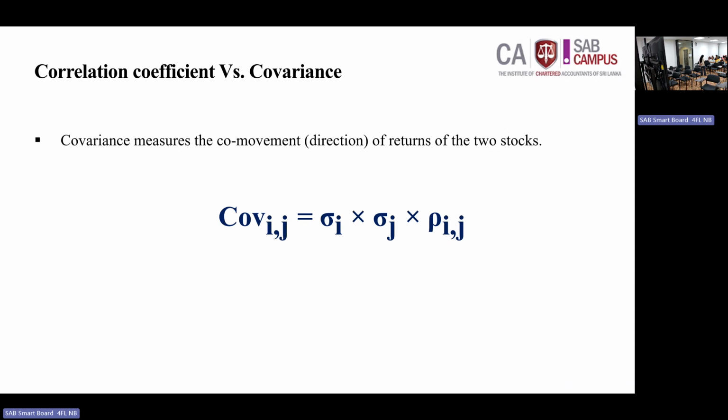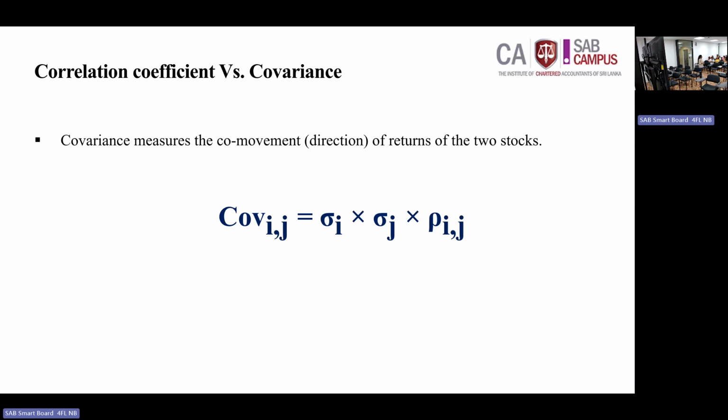So we identified covariance can be calculated in two different ways. What are those ways? First one, we have a long formula. The other one is with the help of the correlation coefficient. If you are given the correlation coefficient and the individual stocks' standard deviations, rather than applying the covariance directly, you can apply the second method to calculate the covariance in the double summation approach formula.